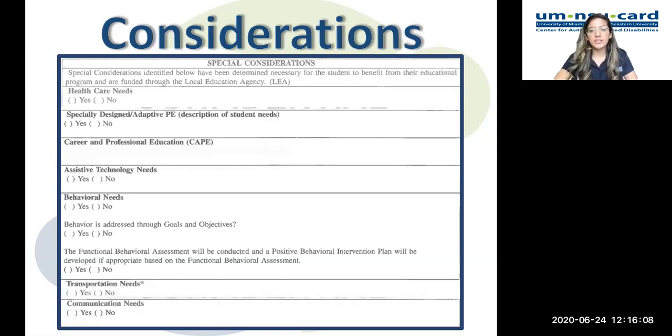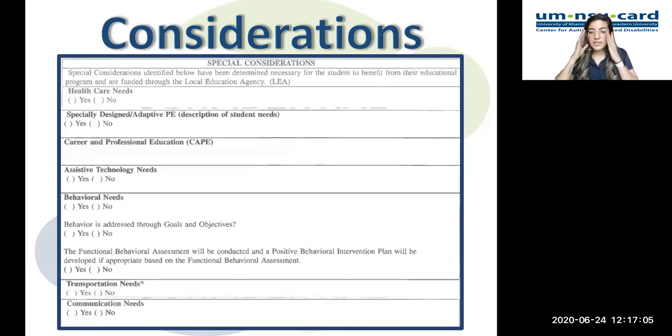We have assistive technology. In the previous session of this series, I mentioned that assistive technology may include anything from just an adaptive pencil grip all the way to high-end tech, like eye gaze devices. Anything along these lines will be included here. In terms of behavior, when your child's behavior has a negative impact on his or her ability to learn or his classmates' ability to learn, then the IEP team should refer him or her for a functional behavior assessment. If necessary, this will result in something called a PBIP, or a positive behavior intervention plan, and it will be noted right here in this section. If a PBIP is not necessary, but there are behavioral needs, then they'll be addressed otherwise through the goals and objectives, which is why we see this right here, behavior is addressed through goals and objectives.